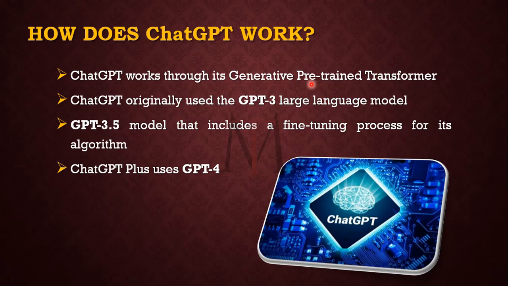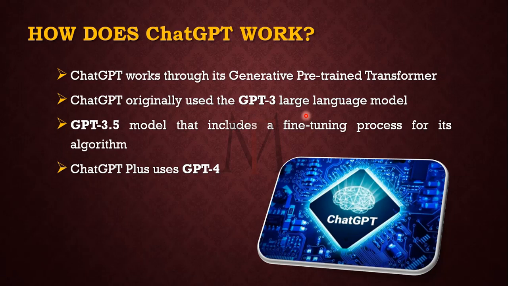This transformer uses specialized algorithms to find patterns within data sequences, right? And ChatGPT originally used the GPT-3 large language model. That means a neural network machine learning model of third generation, the third generation of generative pre-trained transformer. So this transformer pulls from a significant amount of data to formulate a response.